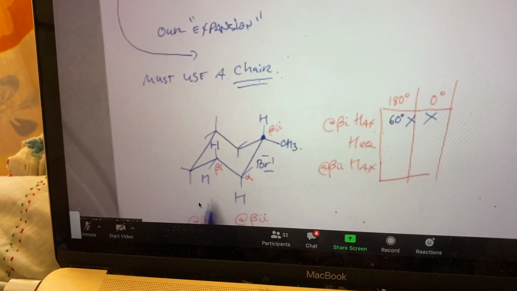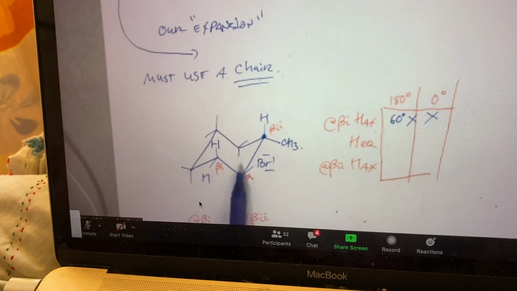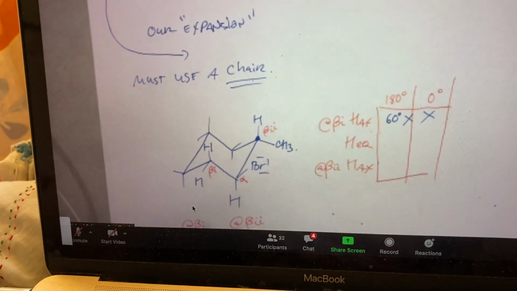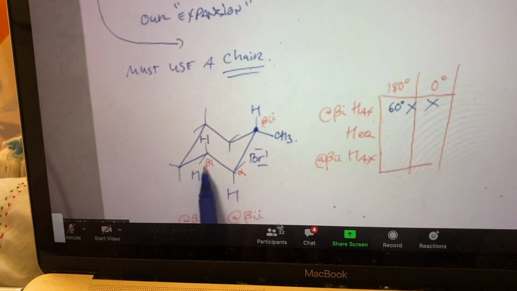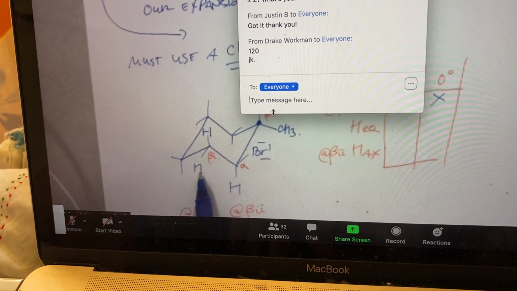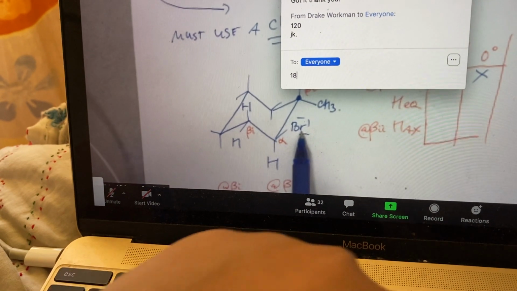What about this equatorial one? So I gave you the answer, and I do appreciate that someone chimed in what they thought it would be. Okay, here we have the beta 1 equatorial, and this is an equatorial position.